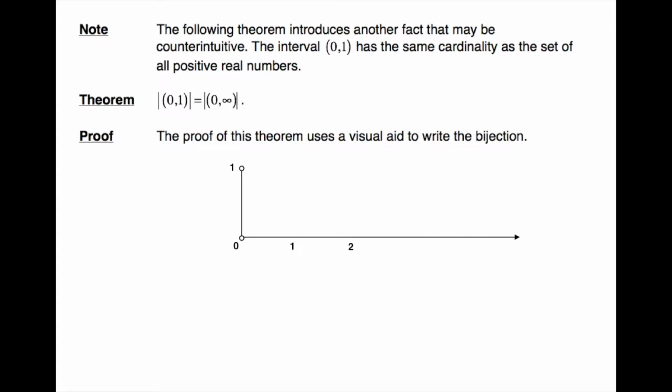intervals are equinumerous. What we can see it as is two segments. We have a segment from 0 to 1, and we have a segment from 0 to infinity, and we state that there are as many points on one than on the other. The proof of this theorem uses a visual aid to write the bijection. So the interval 0, 1 is represented as a vertical segment with each point on the segment corresponding to a number between 0 and 1, and the interval from 0 to infinity is represented horizontally.